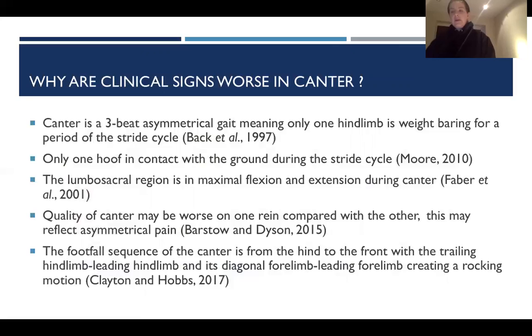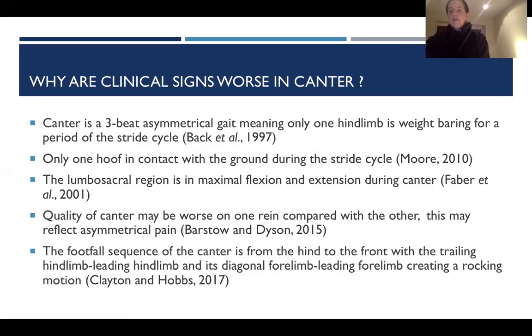Clinical signs may be more prevalent at canter because of the three-beat asymmetrical gait, which results in one hind limb weight bearing alone for a portion of the stride cycle. Only one hoof is in contact with the ground during the stride cycle, which may increase pain compared with walk and trot, which are both symmetrical gaits. Canter is an asymmetrical gait.